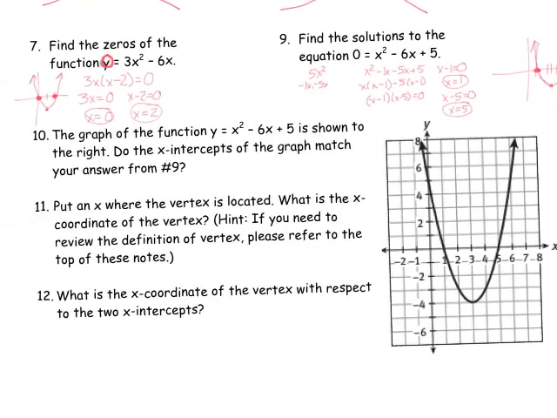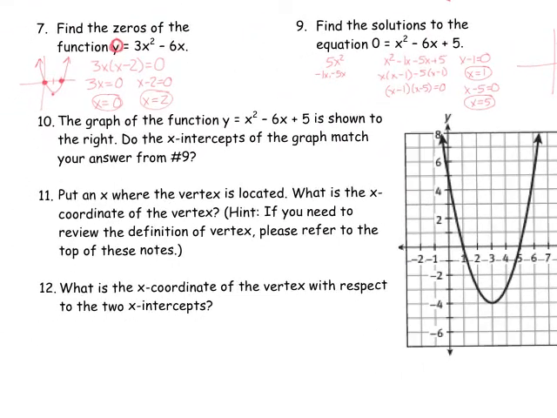So first it asked us on number 10, the graph of the function y equals x squared minus 6x plus 5, which is the same one that you just solved on number 9, is shown to the right. Do the x-intercepts of the graph match which we found in number 9? They do, right? The x-intercepts or zeros or solutions are 1 and 5. X equals 1 and x equals 5. So now let's start looking at vertex. I want you to answer 11 and 12 together with your partners. Go ahead with 11 and 12 together with your partners.